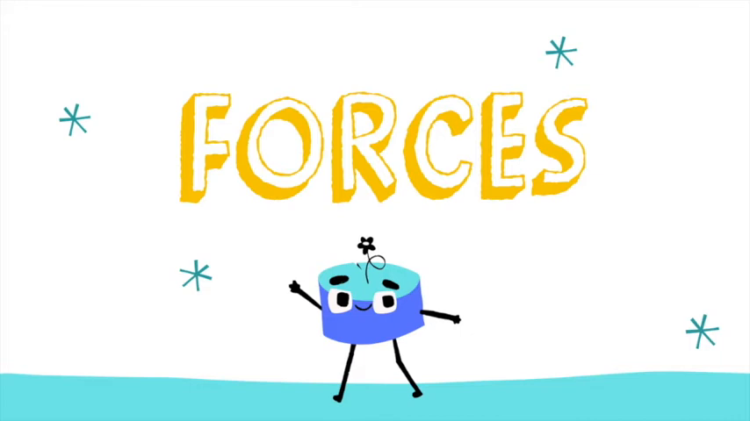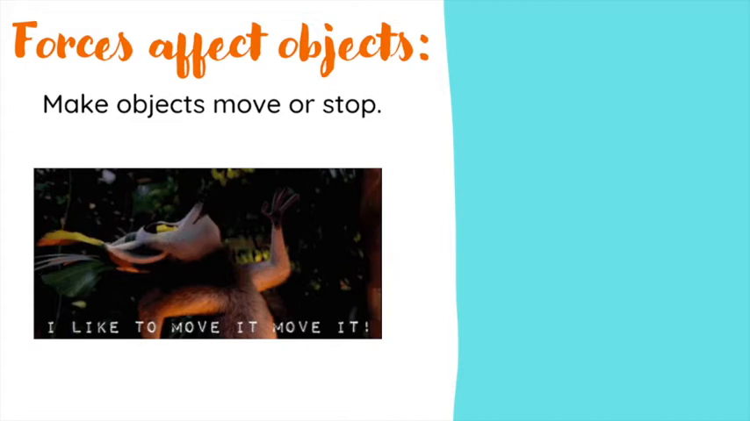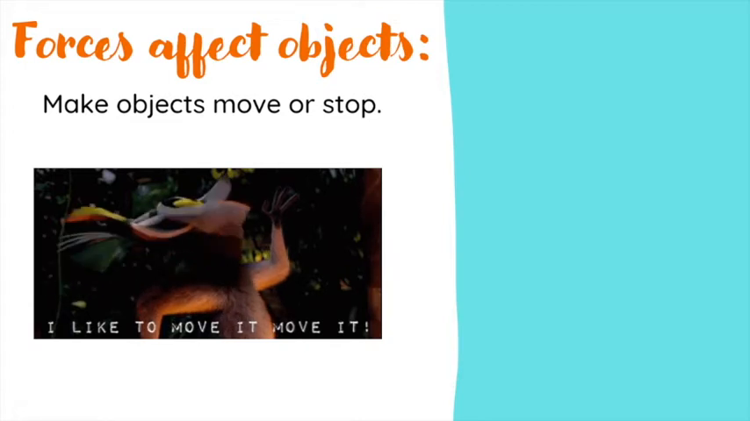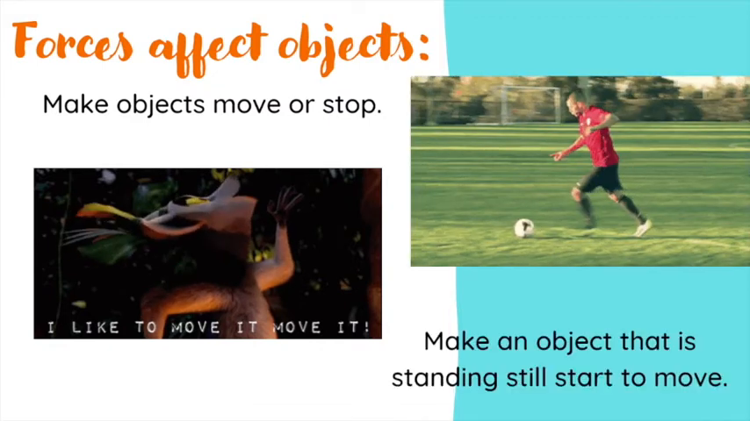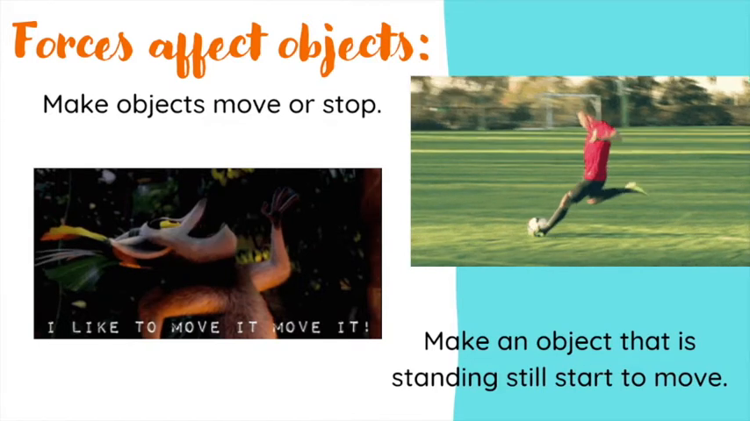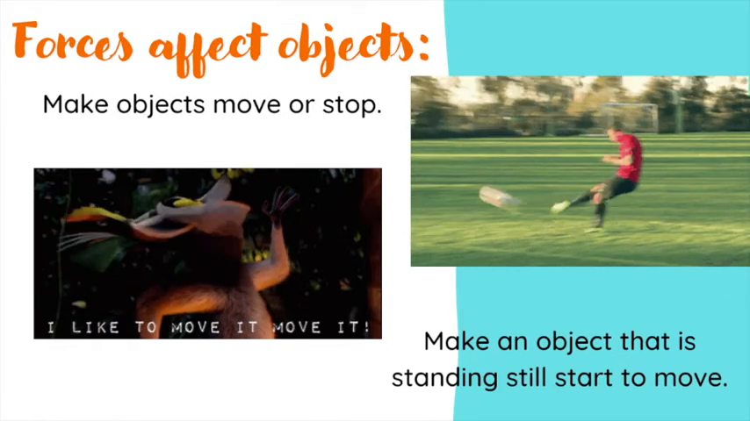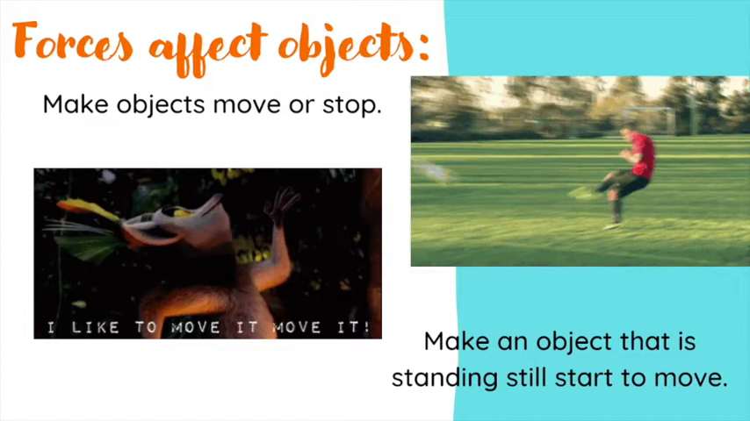Now, for us to make an object move, we have to use forces. So we are going to see how these forces affect the motion of objects and how we can make different movements with these objects. Forces affect objects. It means that we can make objects move or stop. For example, when a soccer player kicks a ball, this will make the object move and change its position. So, due to the force applied by the soccer player, the soccer ball will move.